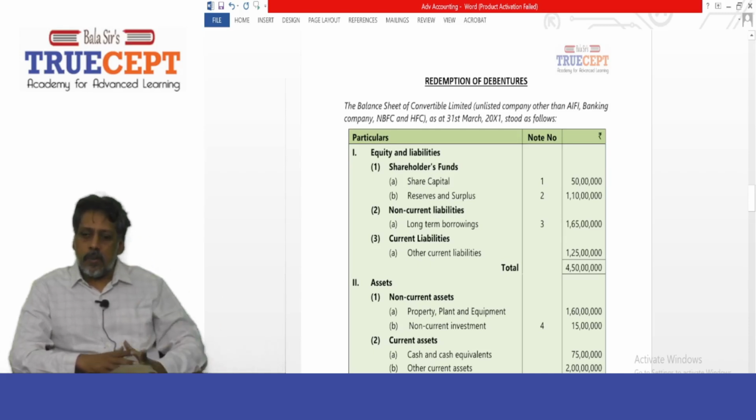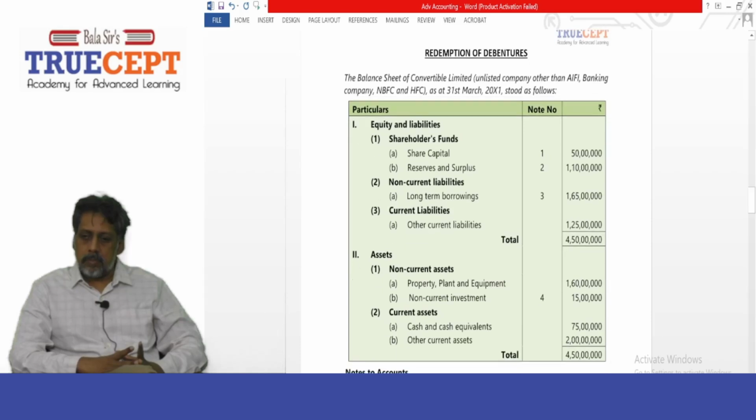Yes, Renuka, read the question for us. The balance sheet of Convertible Limited, an unlisted company other than AIFI, a banking company, NBFC and HFC, as at 31st March 20X1 stood as follows. Equity and liabilities: shareholders' funds, share capital, note number 1, 50 lakh; reserves and surplus, note number 2, 1 crore 10 lakh. Non-current liabilities, long-term borrowings, note number 3, 1 crore 65 lakh. Current liabilities, other current liabilities, 1 crore 25 lakh. In all, 4 crore 50 lakh is the total of the balance sheet.